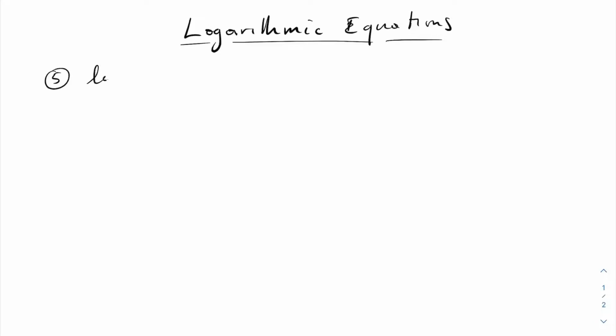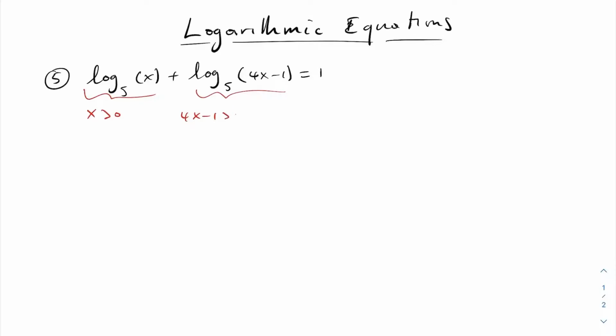Our next one is going to be log base 5 of x plus log base 5 of 4x minus 1 in parentheses equals to 1. Since I have 2 different logs here, I'm just going to go ahead and write out what my condition for x should be. And so from the first log, I want x to be positive, and from the second log, I want 4x minus 1 to be positive as well, which means if I solve for x here, I will want x to be bigger than 1 divided by 4.